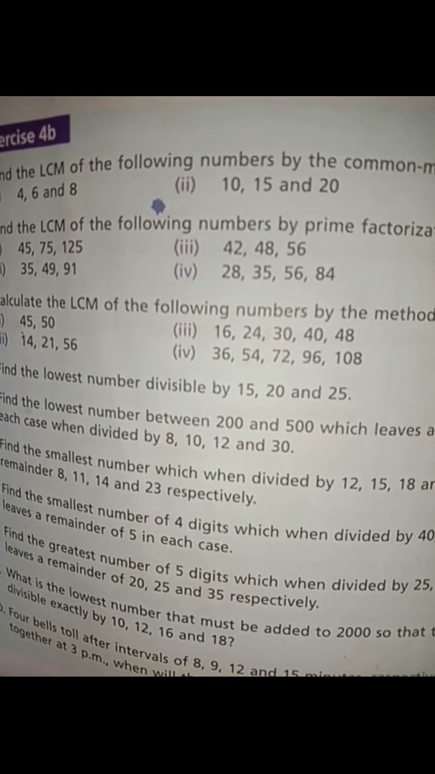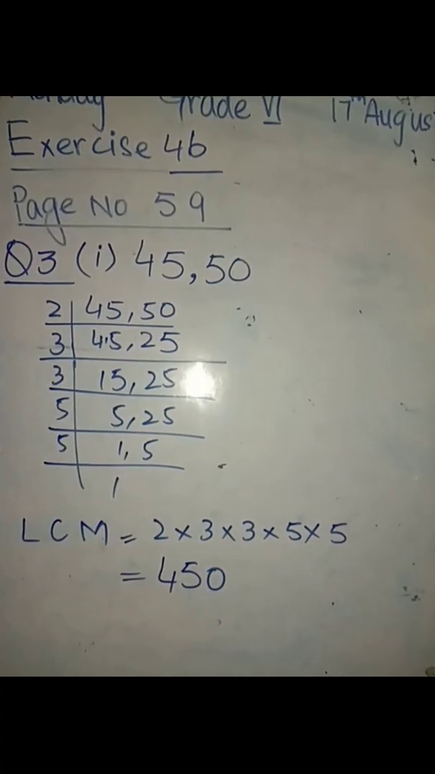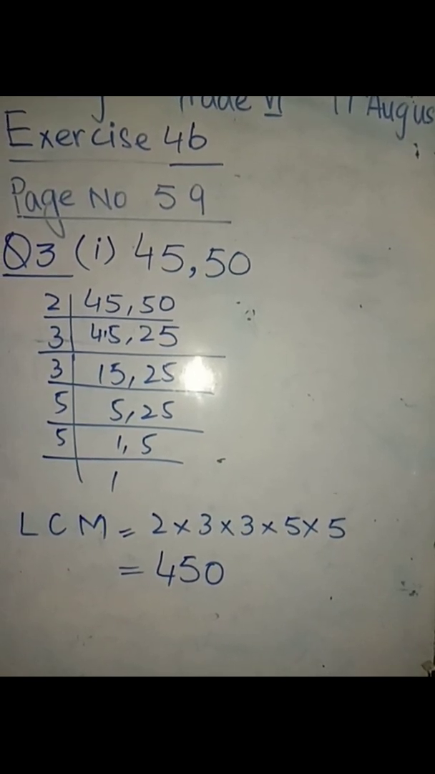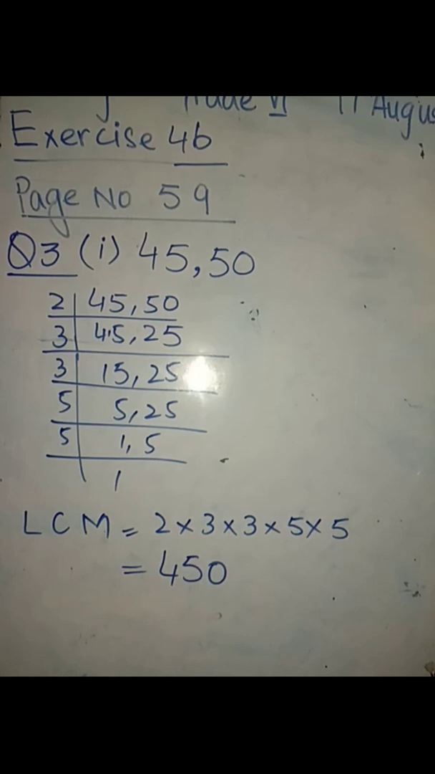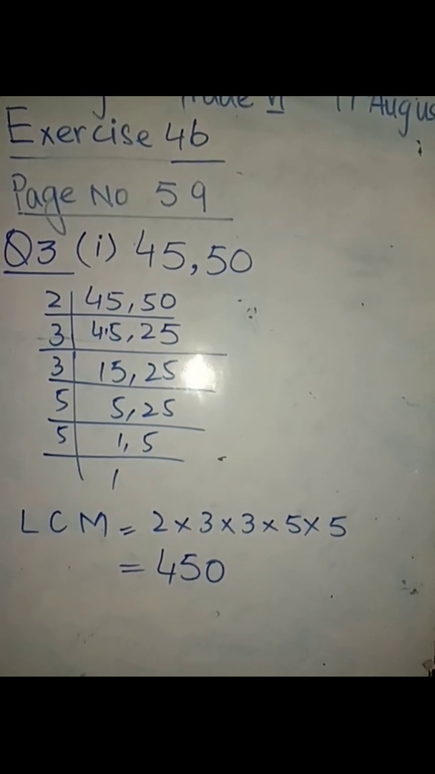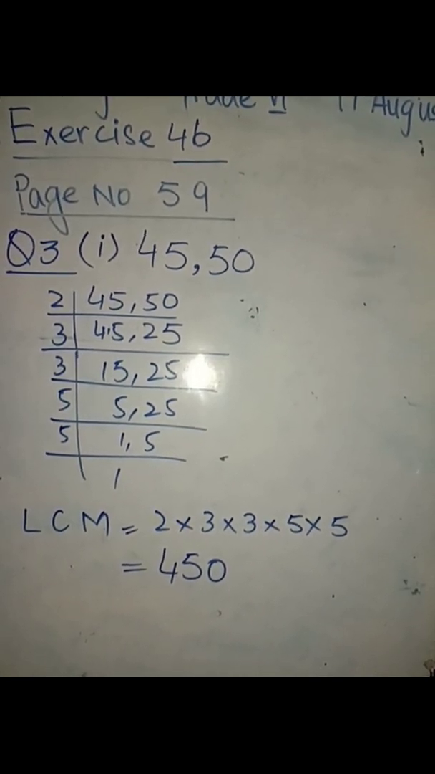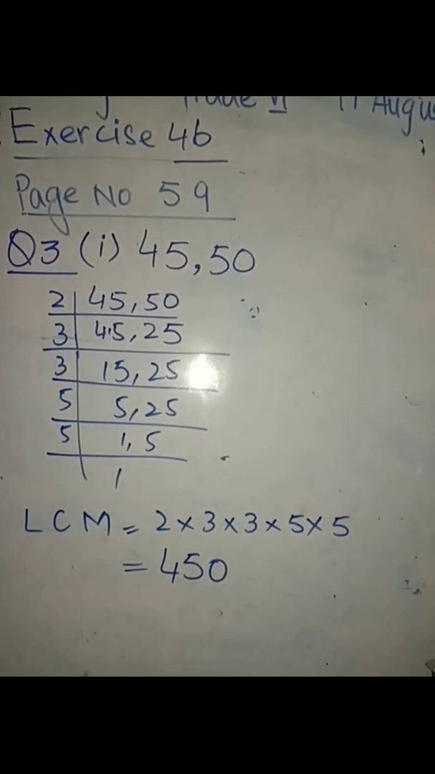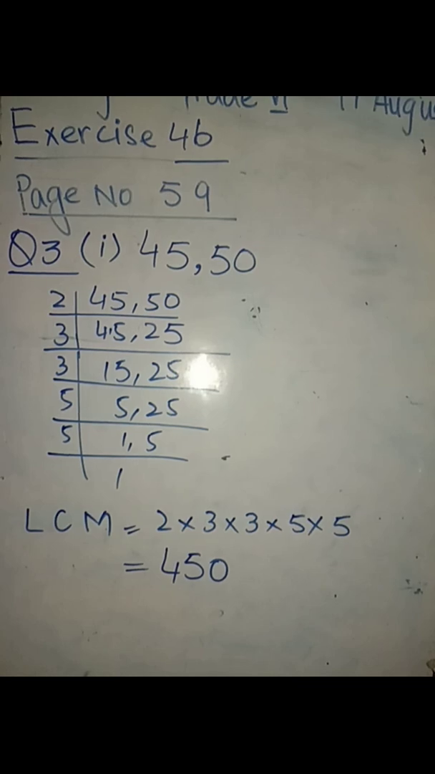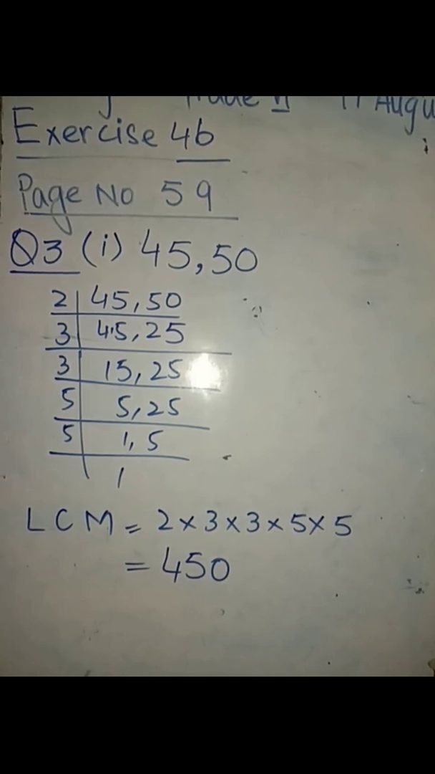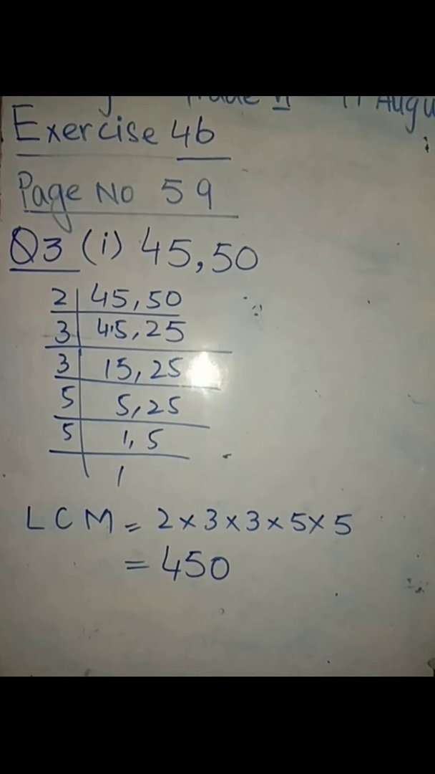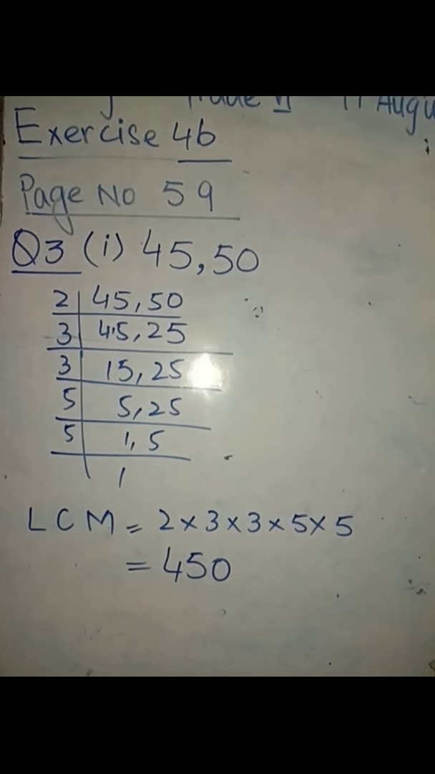Let's have a look. Students, now we have to find the LCM of both 45 and 50 by using prime factorization, starting from the smallest number, meaning from 2. 45 is not in the table of 2, so we will move towards 50. 2 25s are 50. 3 15s are 45. 25 as it is. 3 5s are 15. 25 is not in the table of 3, so we will write 25 as it is. 5 1s are 5. 5 5s are 25, and then 5 1s are 5.